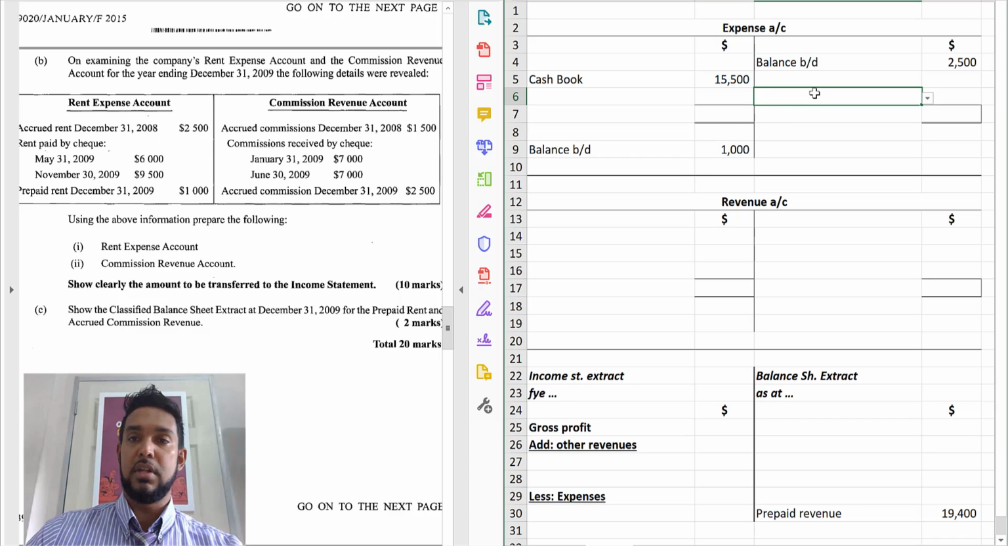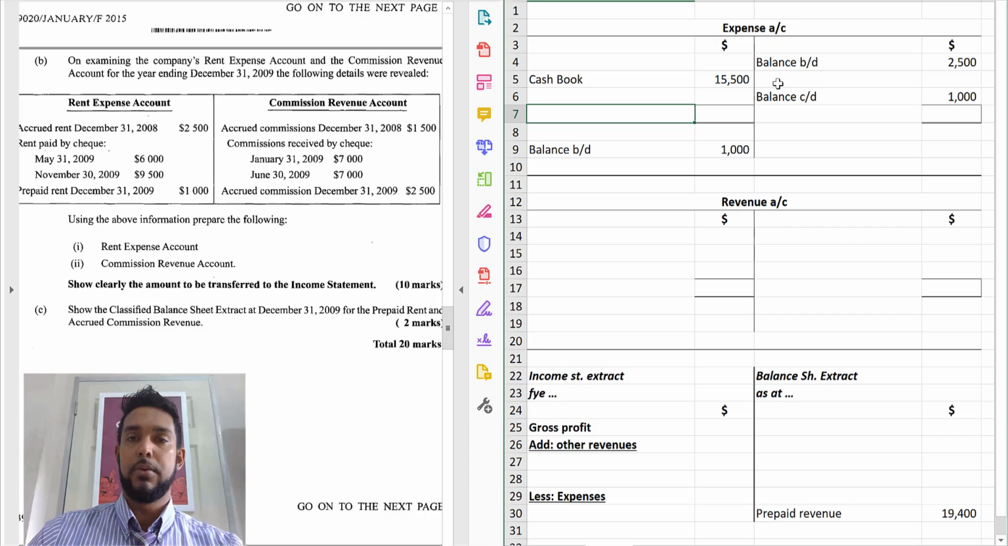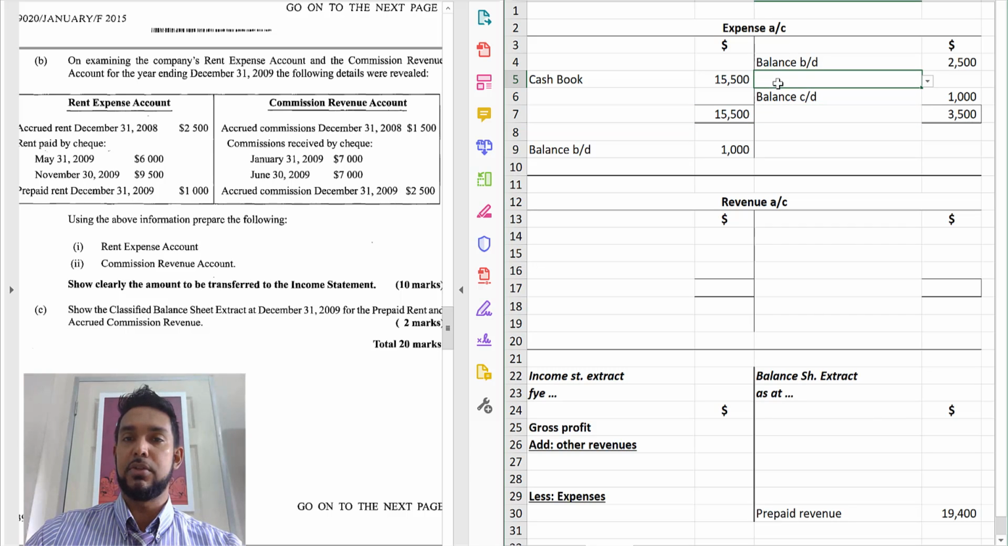To be brought down on the debit side, you have to first be carried down from the credit side. And what's missing is the income statement figure. But what we'll do is we'll just total those up first. All right, so if we have 15,500 on this side and 3,500 here, simple subtraction tells us that we need $12,000 to make it balance. All right, good. Next, the commission revenue account.